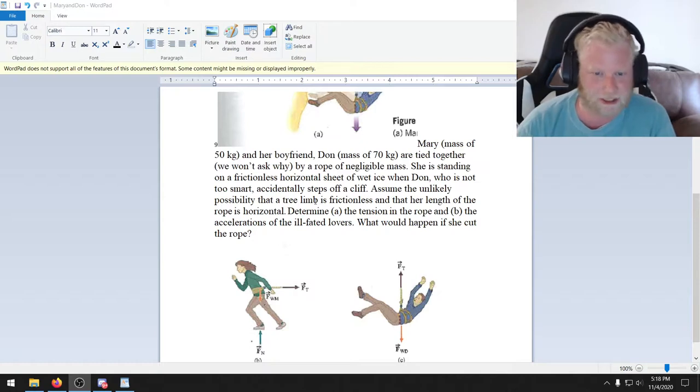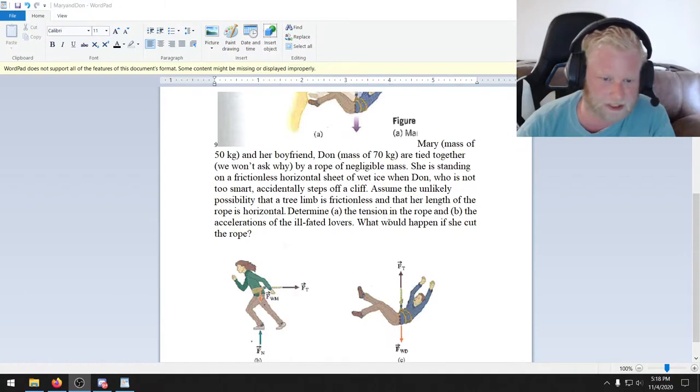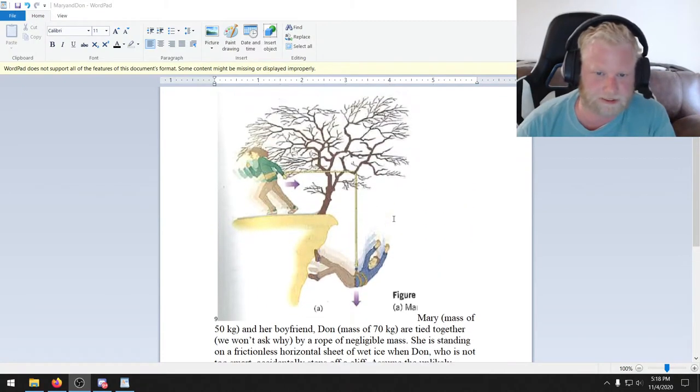And assuming that the tree limb is frictionless, meaning it acts like an actual pulley, we want to determine the tension in the rope and the accelerations of the two. And then we want to know what would happen if she cut the rope. All right, so again, we've got two objects now, one traveling in the horizontal, one traveling in the vertical, right? And they're moving as a system.